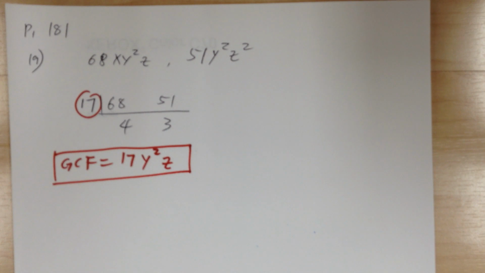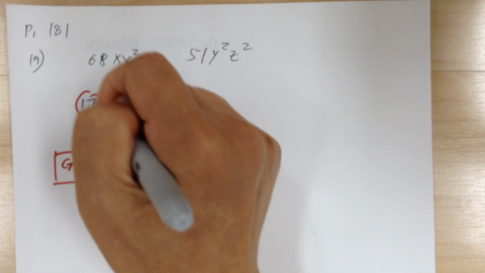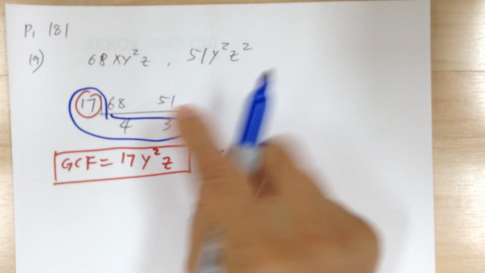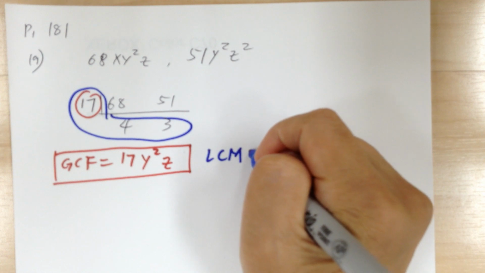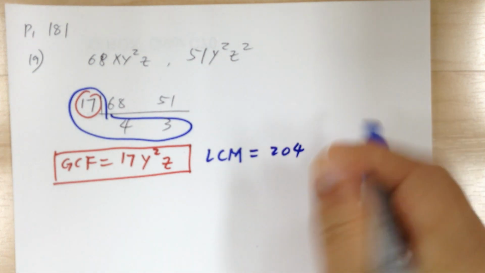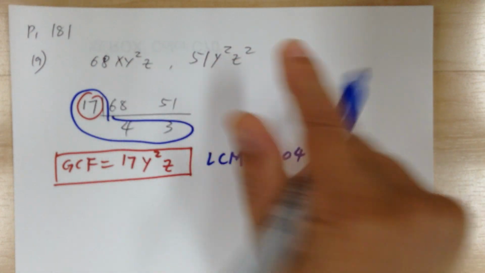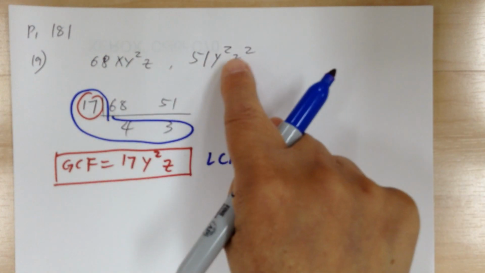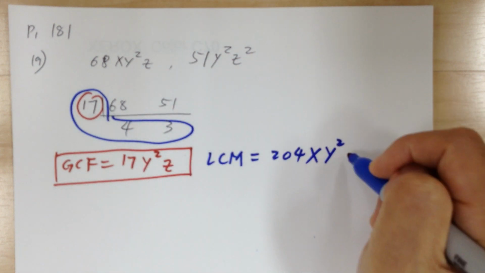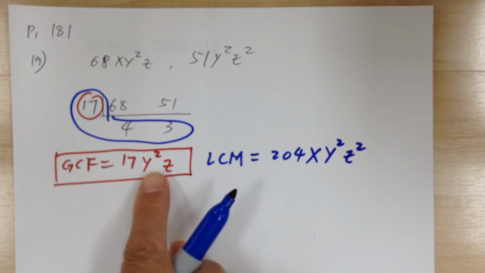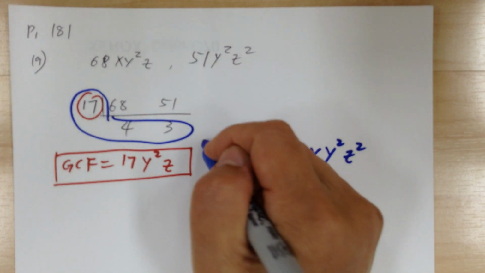And now let's go into the LCM. LCM is everything. So 3 times 4 is 12, and 12 times 17 will give you 204. And for the variables, you take the higher of the two. So x and no x, you take the x. y^2, they're the same, so take any one of them. You got z and z^2, so you have to take z^2. Again, for the GCF you take the lower of the two, and for the LCM you take the higher of the two.